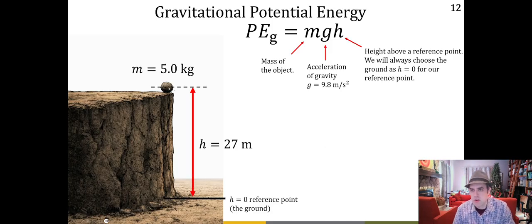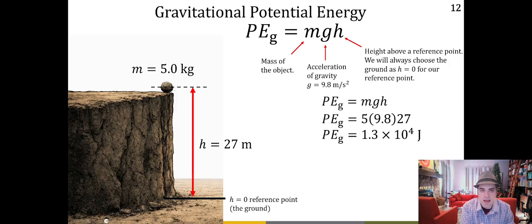So here I have this boulder. Let's say it's 5 kilograms. It's a height of 27 meters above the ground. How much gravitational potential energy does it have? We can just plug those numbers into our equation. So m is 5, g is 9.8, and h is 27. Multiply those together, we get 1.3 times 10 to the 4th joules.